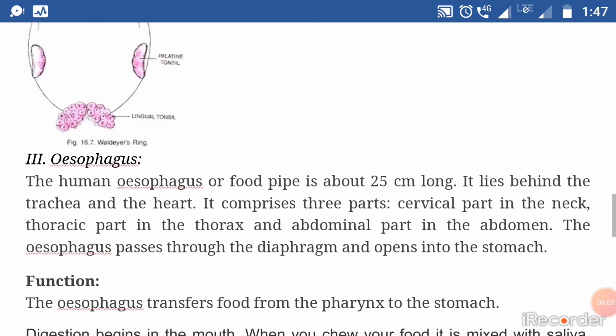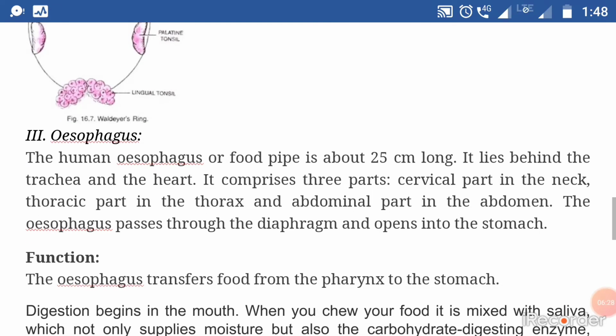The next part is the esophagus. The human esophagus, or food pipe, is about 25 centimeters long, and it lies behind the trachea and the heart. It comprises three parts: the cervical part in the neck, the thoracic part in the thorax, and the abdominal part in the abdomen. The esophagus passes through the diaphragm and opens into the stomach.